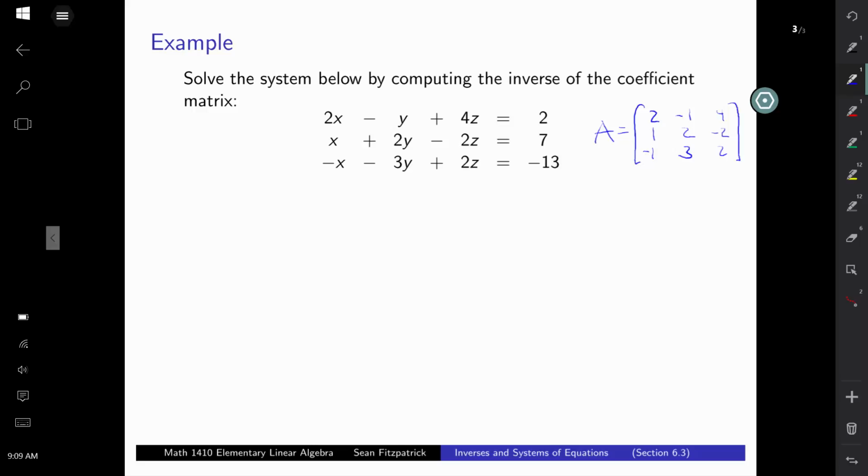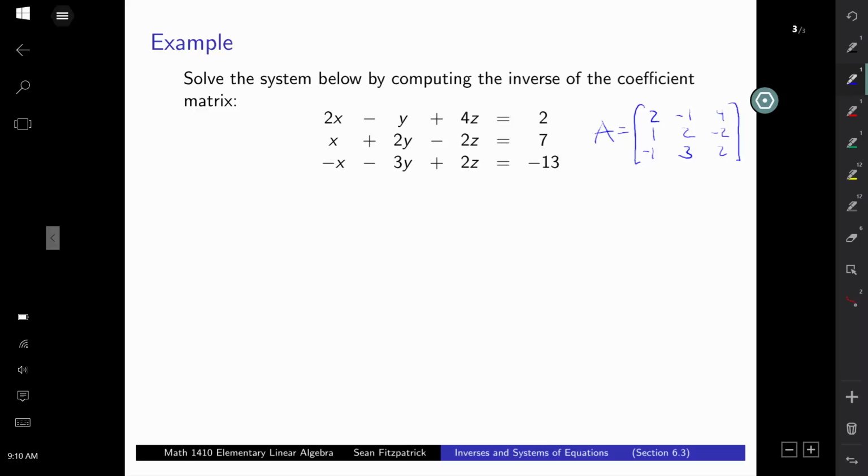Also keep in mind that if A turns out to not be invertible, it might be that there's no solution or there are infinitely many solutions. If it's one of those two scenarios, then this method also is going to fail, right? And the previous method is the one we want.